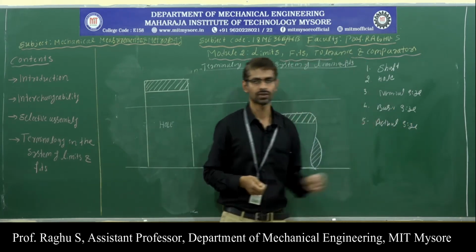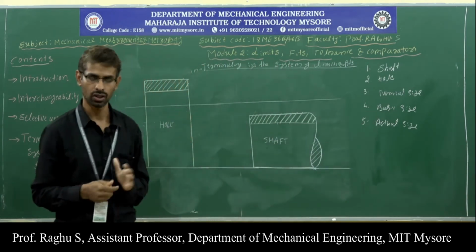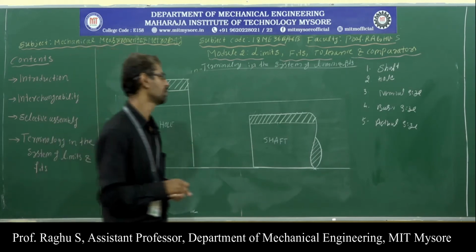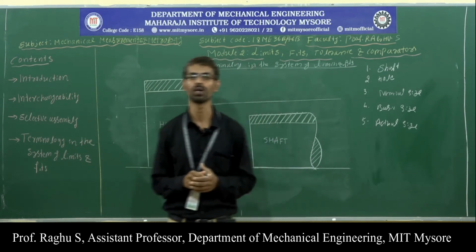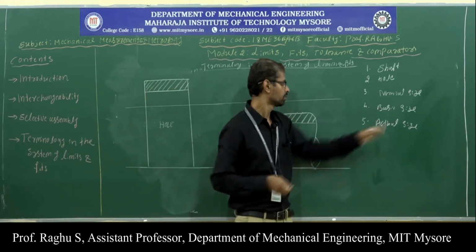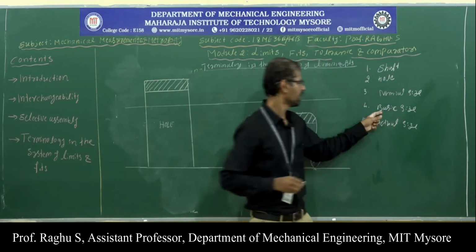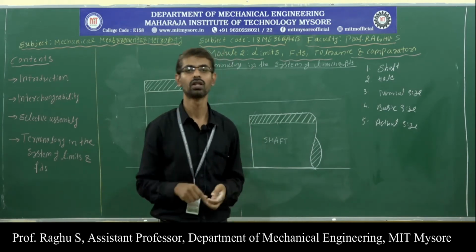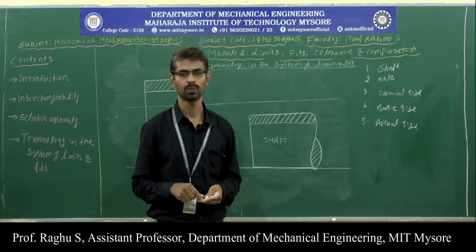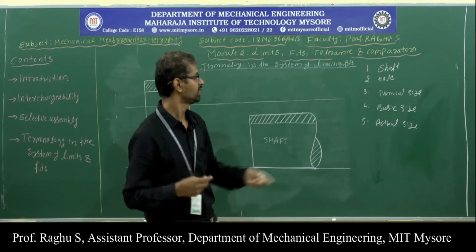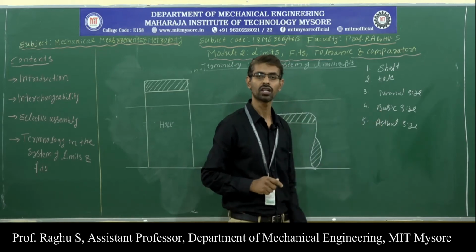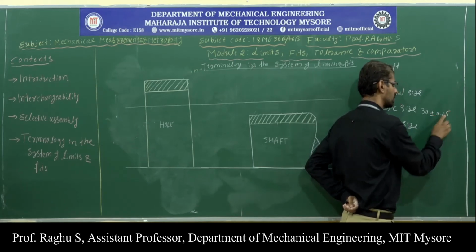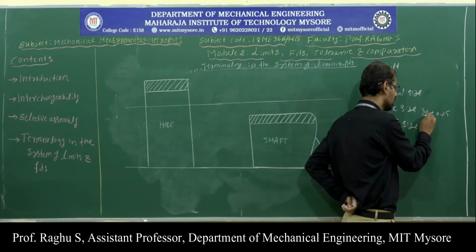What do you mean by nominal size? Nominal size is the dimension which is mentioned in the drawing. For example, if the drawing mentions a 30 mm diameter shaft, it is called the nominal size. Then basic size. Basic size and nominal size are often the same, but basic size is the dimension to which limits of variations are specified. For example, 30 mm plus or minus 0.05. Here I have specified the limits of variations, therefore this is the basic size.